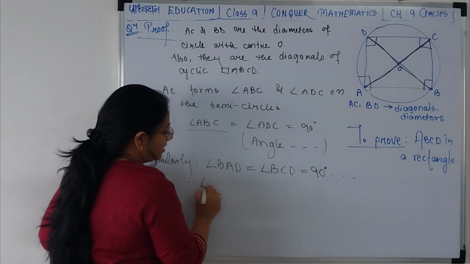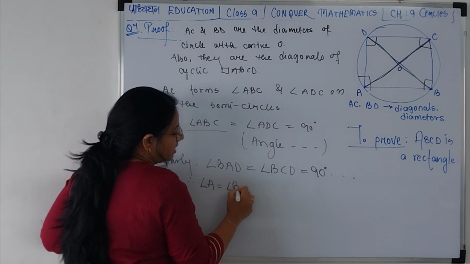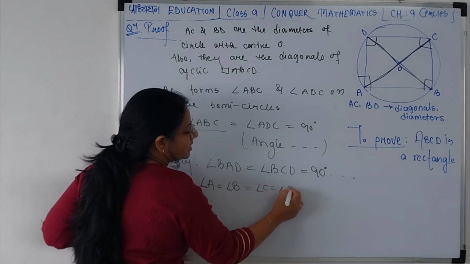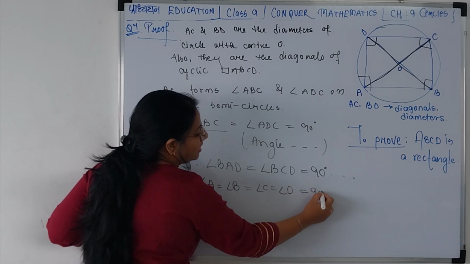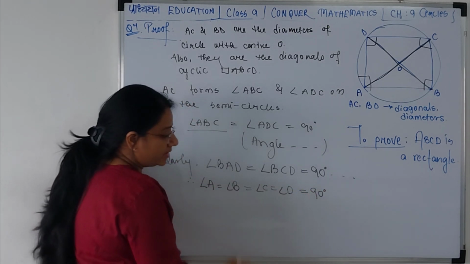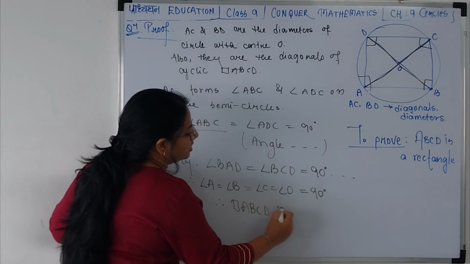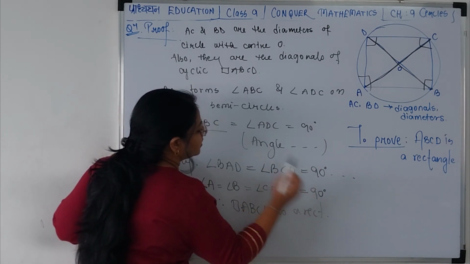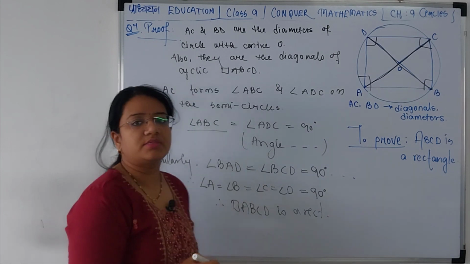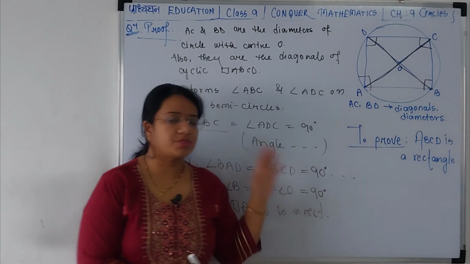Therefore, all the angles, angle A equal to angle B equal to angle C equal to angle D of quadrilateral ABCD are right angles. Therefore, quadrilateral ABCD is a rectangle. Easy? Very basic, very simple to understand. That's your question number 7.